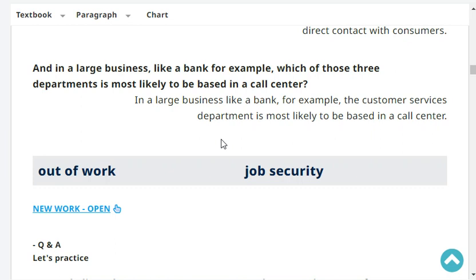One more. In a large business like a bank, for example, the customer services department is most likely to be based in a call center.